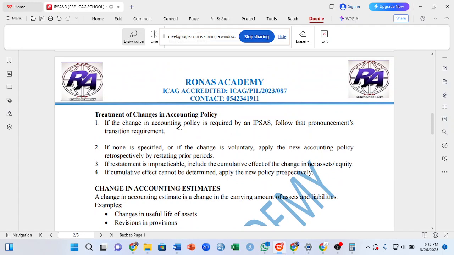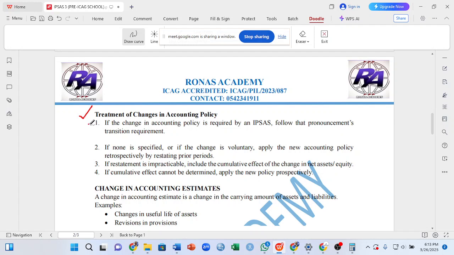Okay. If there's no question, let's proceed with the treatment. Treatment of changes in accounting policy. Now, what's the accounting treatment? How do we account for when we have a change in accounting policy?